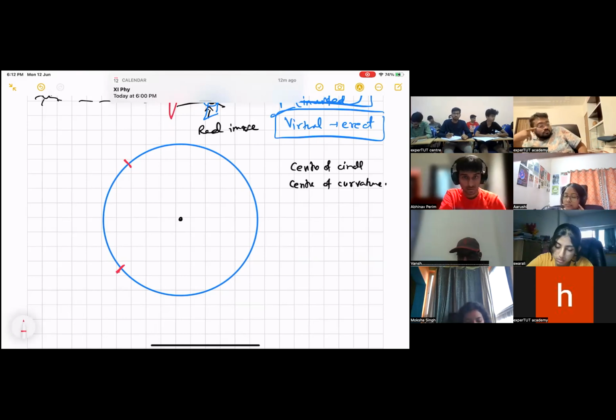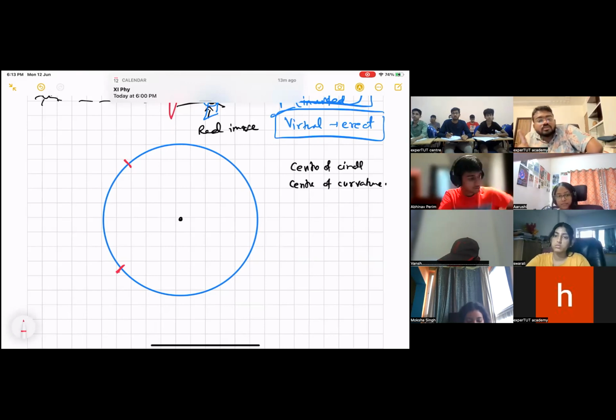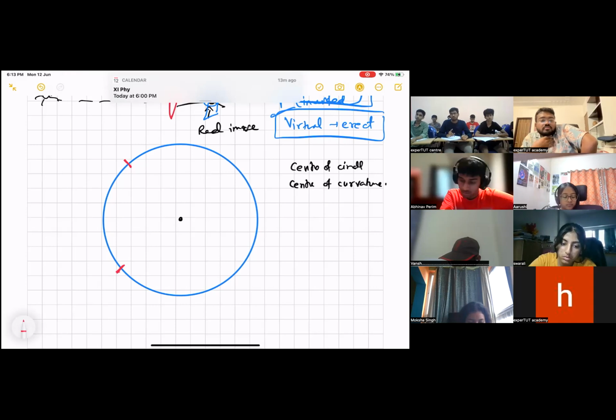You have to understand that this is basically a sphere. It is not a circle. A circle is a two-dimensional object. We're talking of a three-dimensional object. Even if I have said circle, I have said wrong. So this is not a circle, it is actually a sphere. Okay, it is a sphere and has a center of curvature.